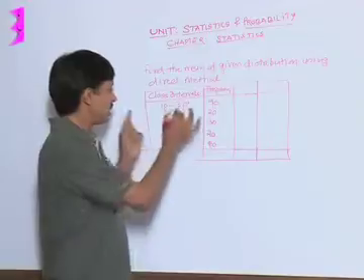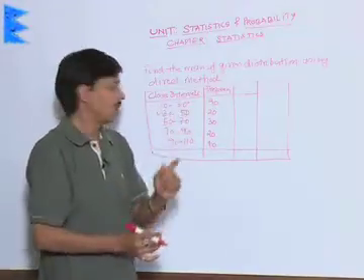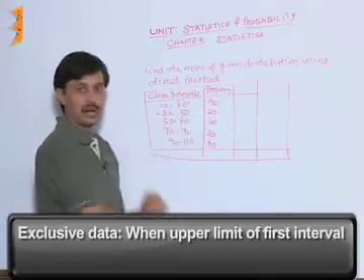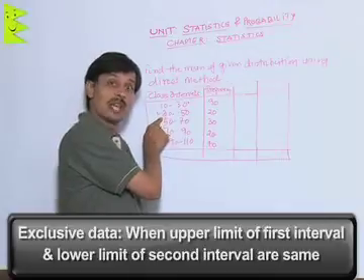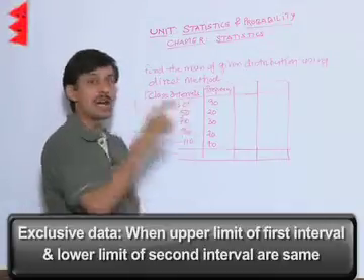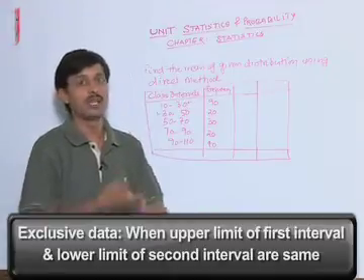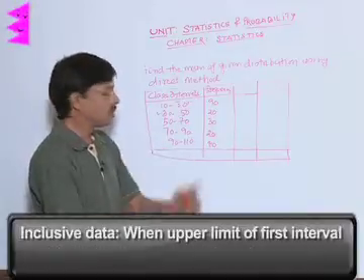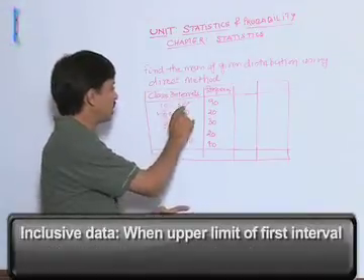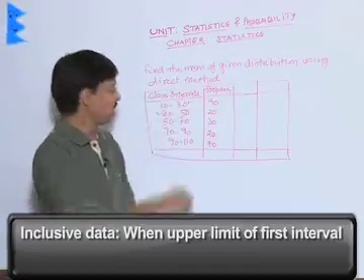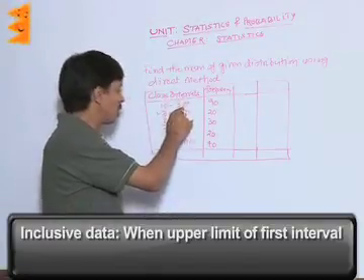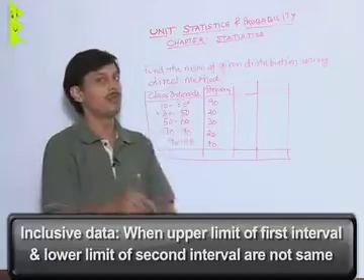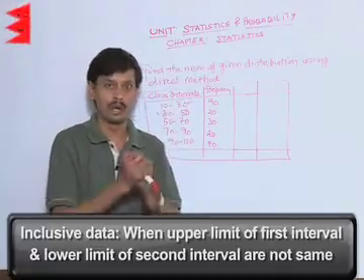The upper limit of one interval is the same as the first observation of the next. That is, this is the upper limit of the first interval and this is the lower limit of the second interval. If these two are the same, it is known as the exclusive or continuous type of group data. Suppose you find that this number is not the same, meaning the upper limit of the first is not the same as the lower limit of the second. This is the inclusive or discontinuous type of group data.